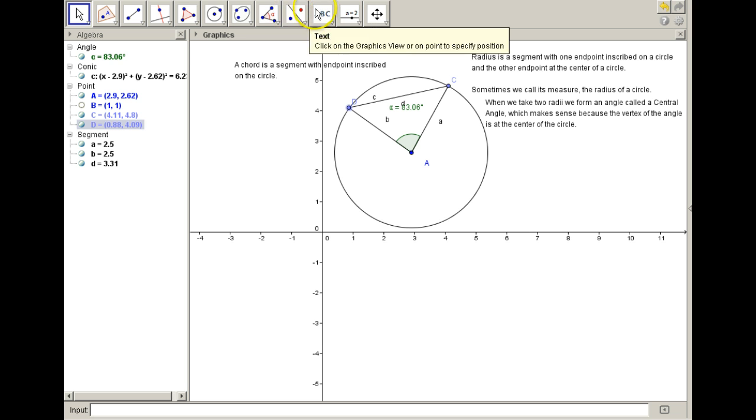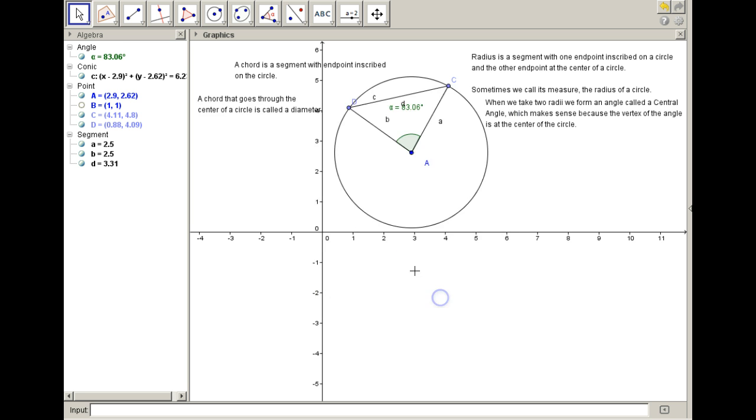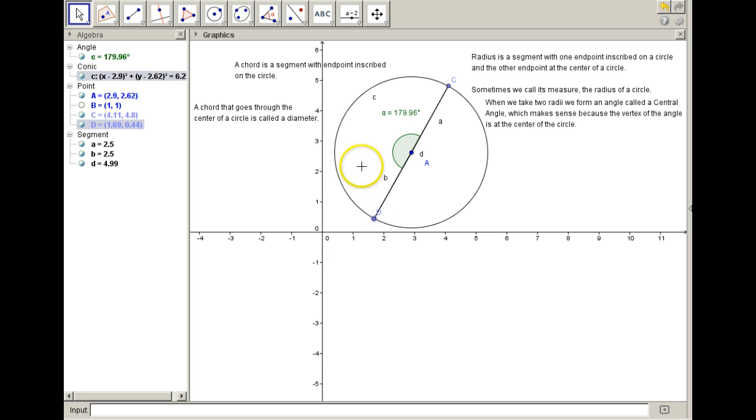So let's use our definition tool here again. Let's say a chord that goes through the center of a circle is called a diameter. It's a special chord, goes through the center of the circle. It's called a diameter, right? And we can see one pretty close to one here. That's not quite, but it's very, very close.